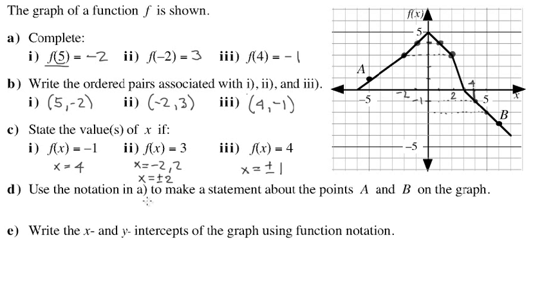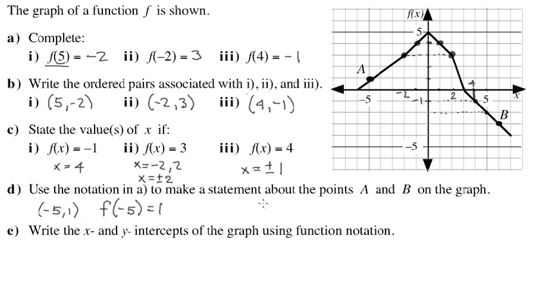Use the notation in A to make a statement about the points. Notation in A as in function notation to make a statement about the points A and B on the graph. What are the coordinates of this point? It's 1, 2, 3, 4, 5 to the left and 1 up. So they're talking about the point -5, 1. In function notation, you'd write that f of -5 equals 1, meaning this is the x value that goes in, this is the y value that comes out.